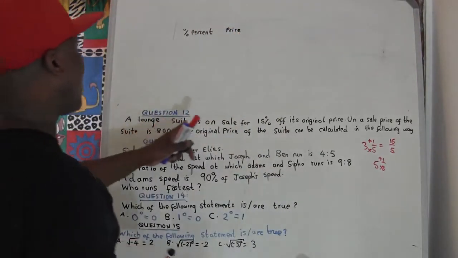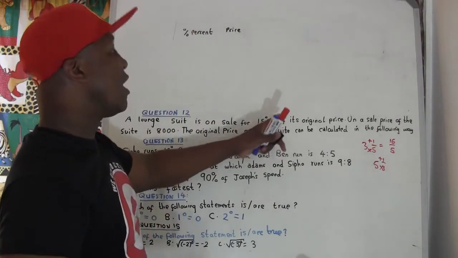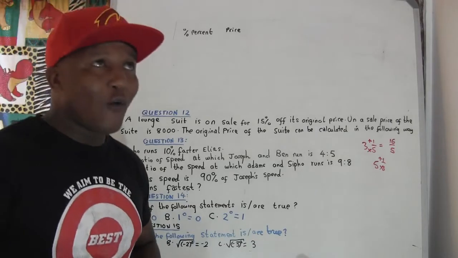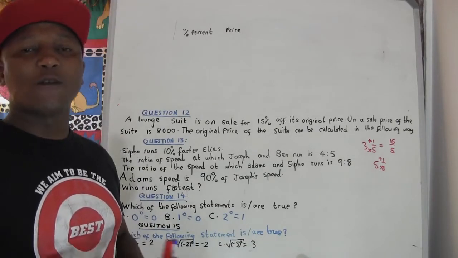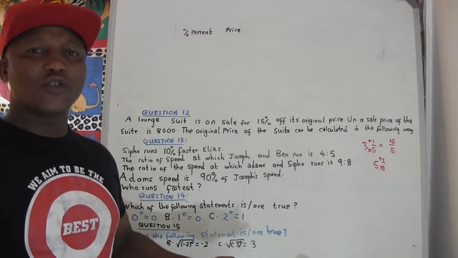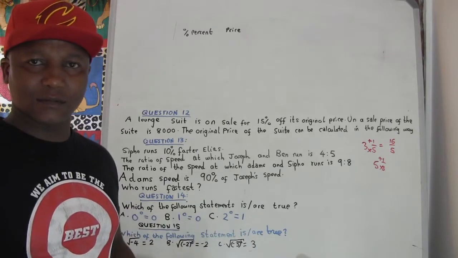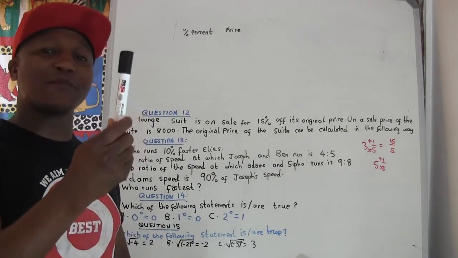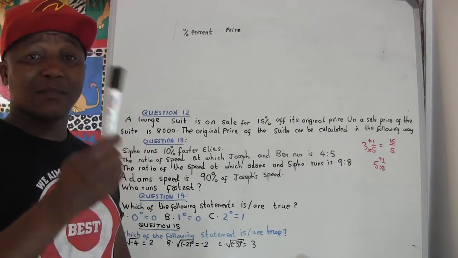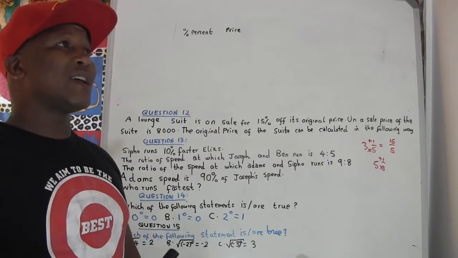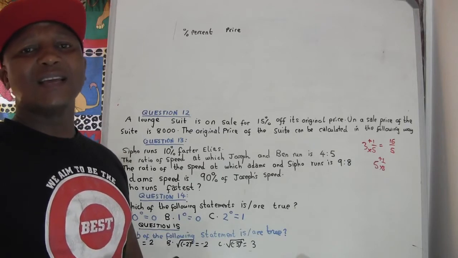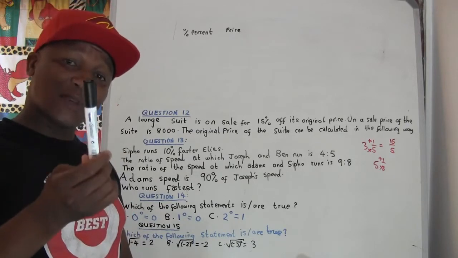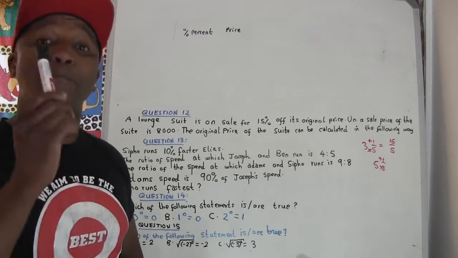So what do they say? They say a suit lounge is on sale for 15% off its original price. If it's 15% off its original price, it means the original price of anything is 100%. The original price of anything is 100%, meaning if I go to buy at the shop, it's 100% of the price. But if I go and they say, oh, today we have an increase of 10%, it means it's more expensive. They're going to sell to me at 110%.